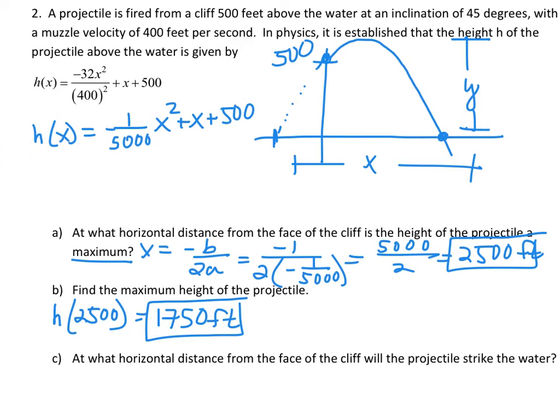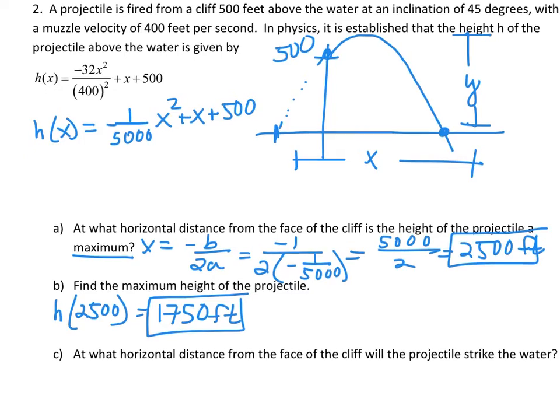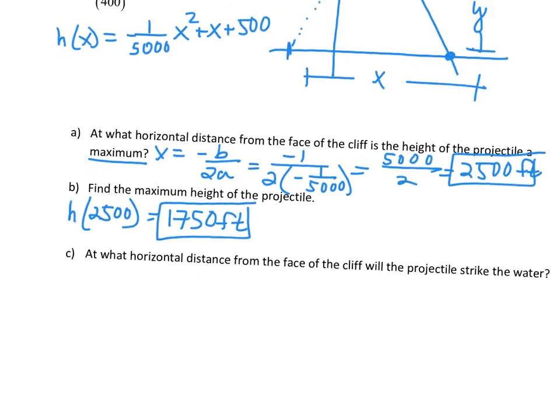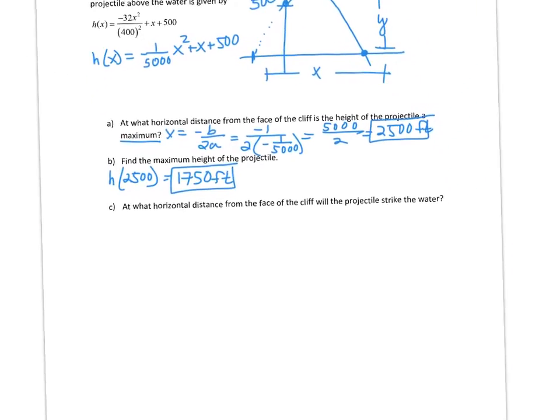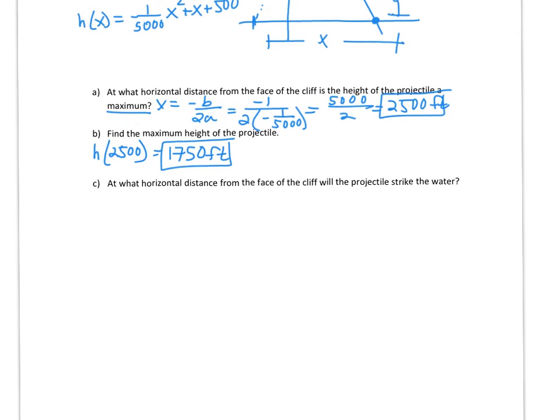Okay, now here's where the math gets a little bit kooky on us. If we look at part C, let me go a little bit smaller here so I have more space. All right, this one is now saying, at what horizontal distance, okay, so remember, anytime you hear that, you're thinking x, from the face will the projectile strike the water? So looking back at my picture up here, here's where it hits the water, right there. So in other words, when is the height 0? So if I ever ask when does it hit the water, when does it hit the ground, I want to know when the height is 0, what is the x value?